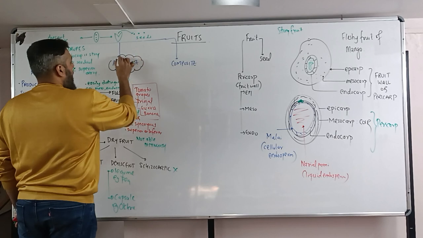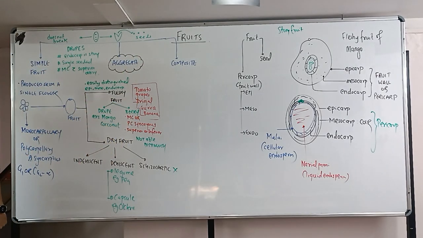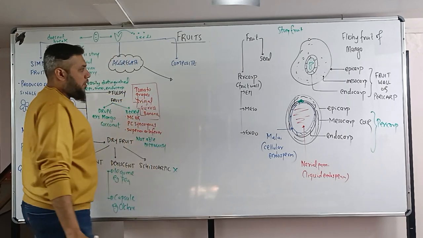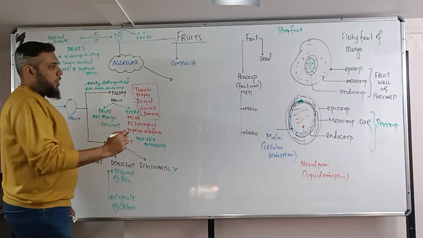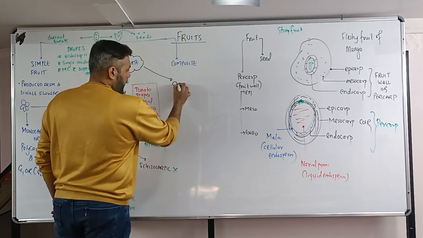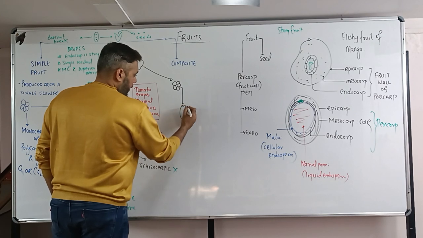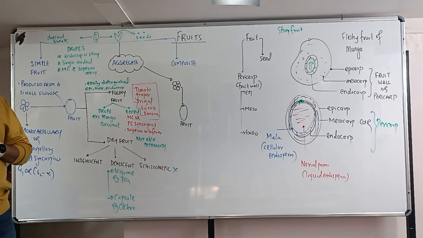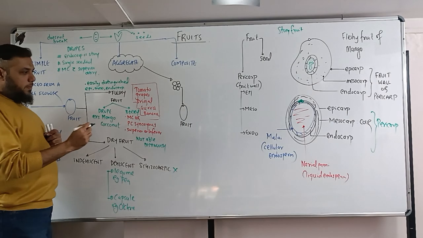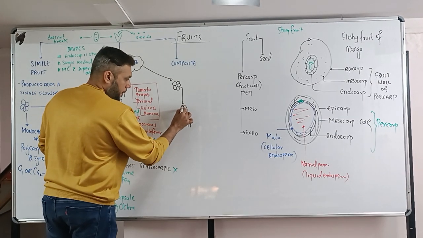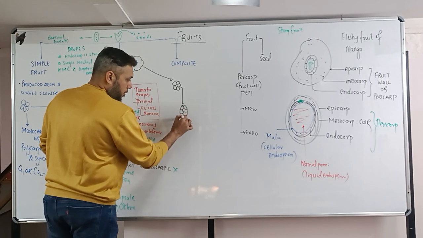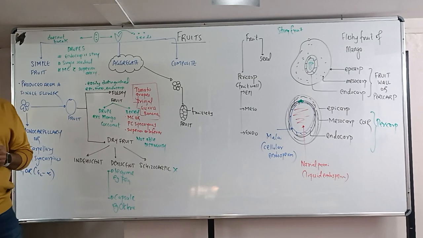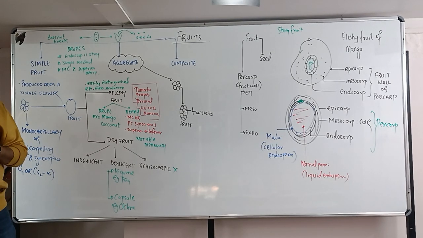The second type is which type? Aggregate. Okay. Now what's an aggregate fruit? In the case of an aggregate fruit, once again, a single flower will develop into what, children? A fruit. A single flower will develop into a single fruit. But the difference is, this one fruit is a union of many smaller fruitlets.